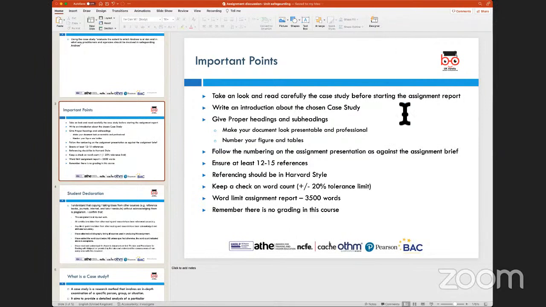So it is important that you make at least 5 or 6 headings and subheadings in your assignment report, and that would be doing justice to the case study that you're going to analyze, and then prepare a report on the basis of that. Make sure that you're using the assignment brief. I have instructed this a number of times, and I think basic IT knowledge is a must.